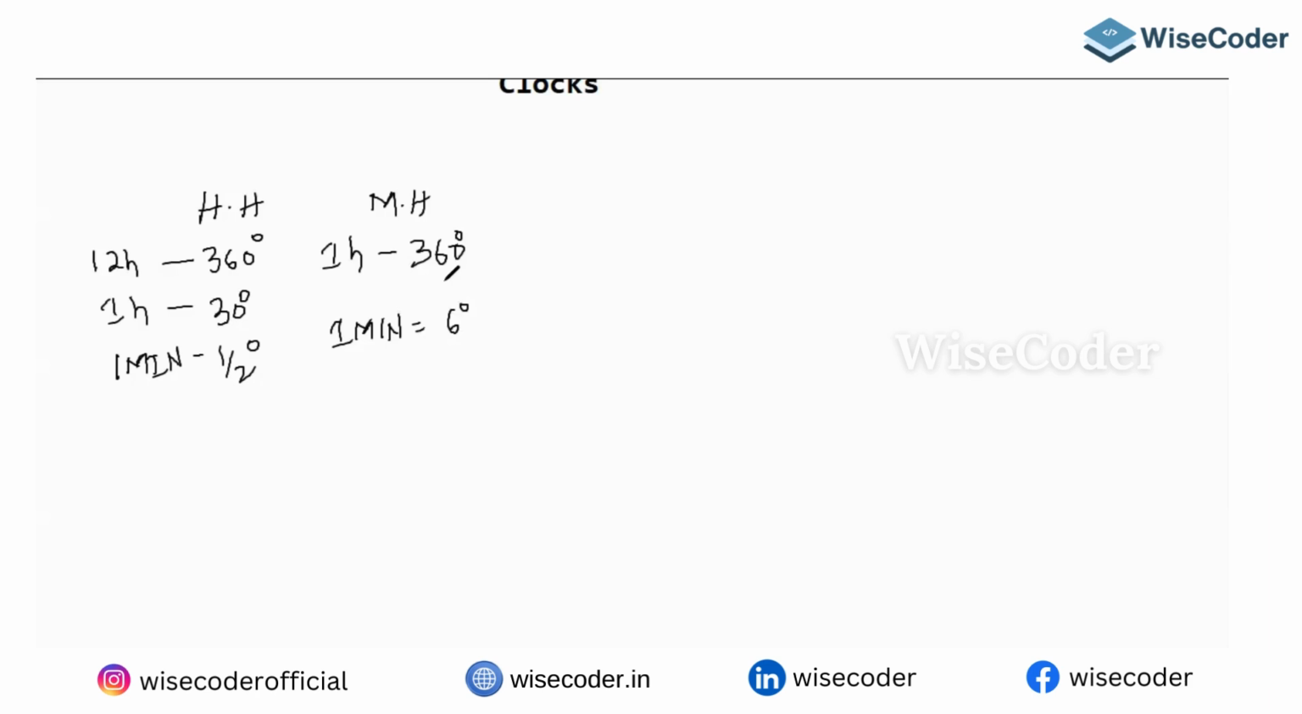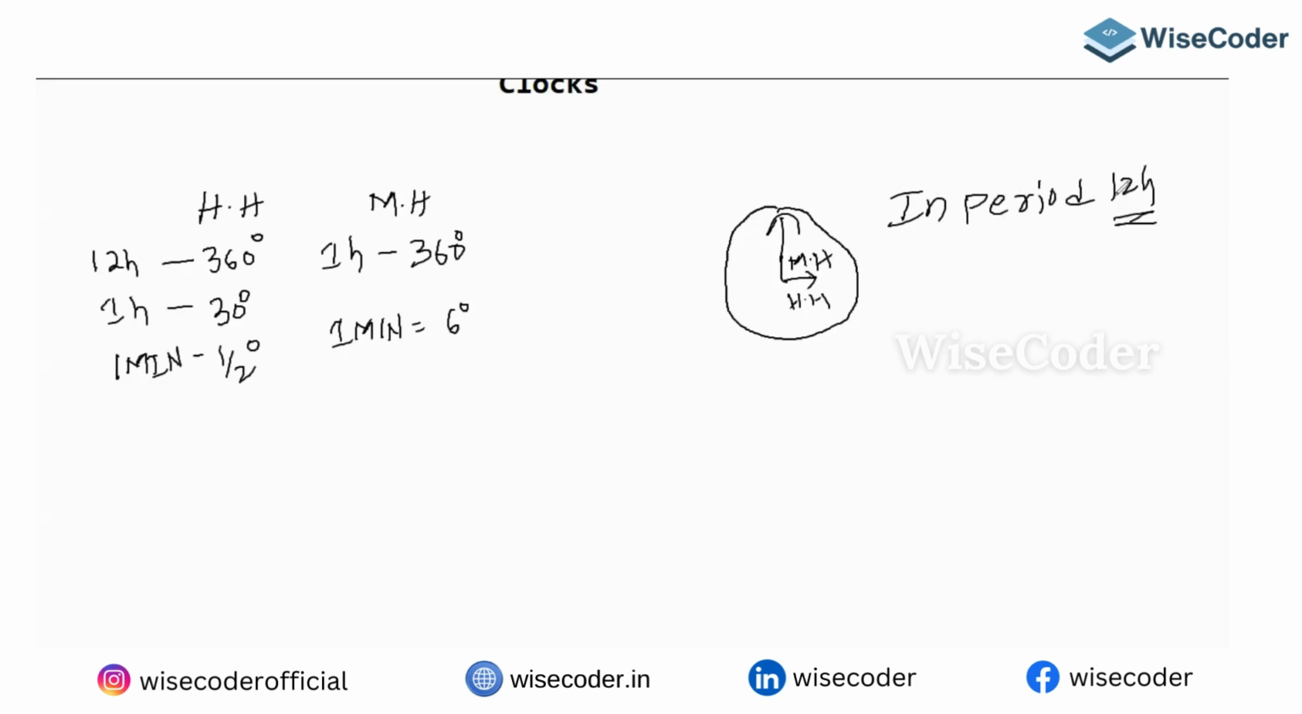Okay, 6 degrees. Next, the other points. Whenever you have a time, check with this. There are a few facts regarding the minute hand and hour hand. The longer one is called the minute hand, and the shorter one is called the hour hand. In a period of 12 hours, there are some facts.